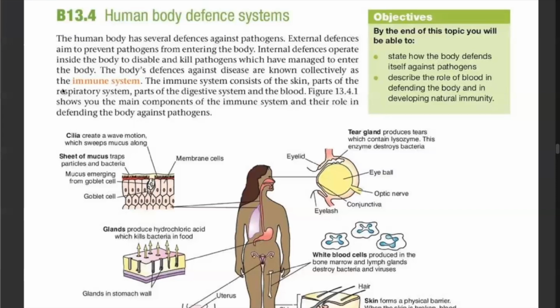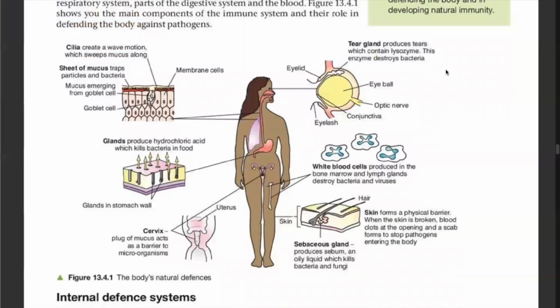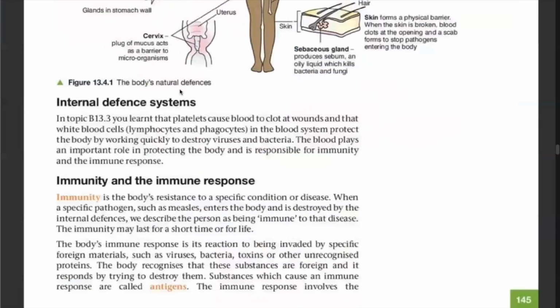The body's defenses against diseases are known collectively as the immune system. The immune system consists of the skin, parts of the respiratory system, parts of the digestive system, and of course, the blood. Now, the figure below shows you the main components of the immune system and their role in defending the body against pathogens. So this is a good diagram to show you how the body functions. What I would encourage you to do is pause the video and take a look at the different defenses that the body has. You have, for example, defenses in your glands, in your nose, in your eyes, in your skin. Even for ladies, you would have a defense in your cervix, where a plug of mucus acts as a barrier to microorganisms, to prevent uterine and vaginal infections and so on. So you can pause this, read each point and get a better understanding of how our immune system functions, how it operates.